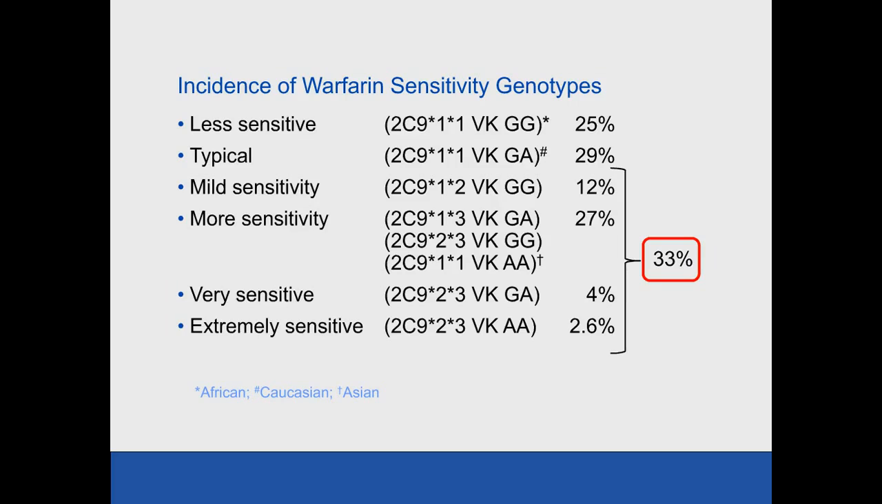Point out particularly that the less sensitive 2C9 star 1 GG genotype is very common among those of African origin, and that might explain why more patients of African origin have stroke on warfarin than compared to Caucasians. Asians, on the other hand, have the 2C9 star 1 VKAA type more common than in Caucasians. The extremely sensitive genotype, 2.5% of the population. That means 2 to 3 patients out of 100 started on warfarin are going to require a very, very low dose. Don't you think it would be advantageous to know that before you start managing this patient rather than 10 weeks after?